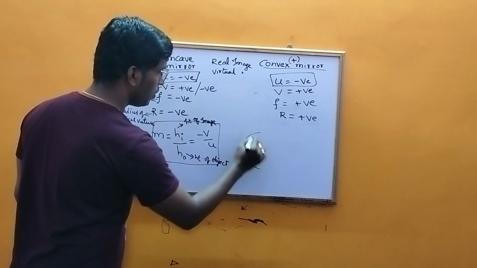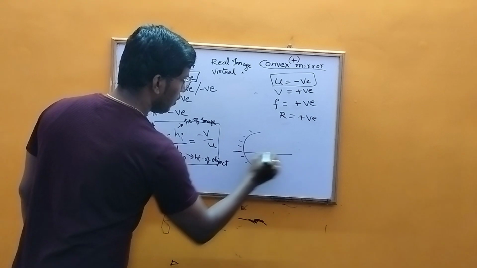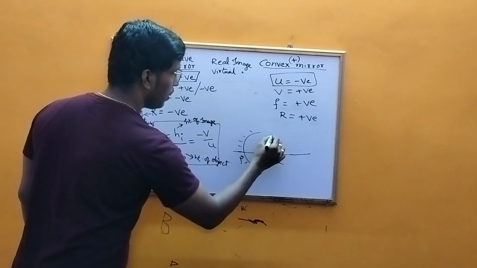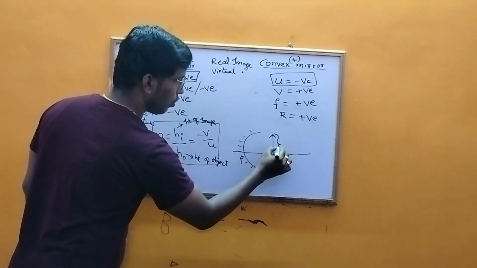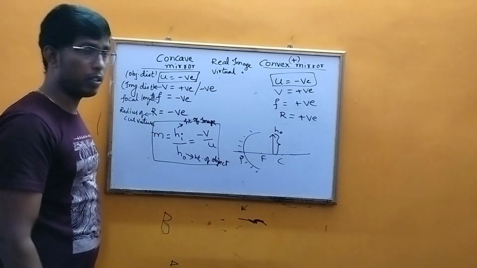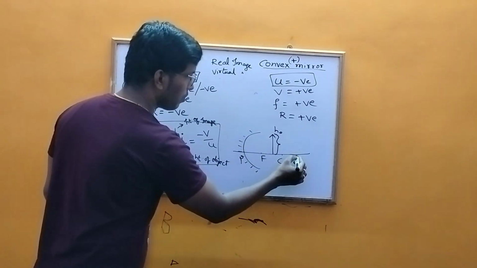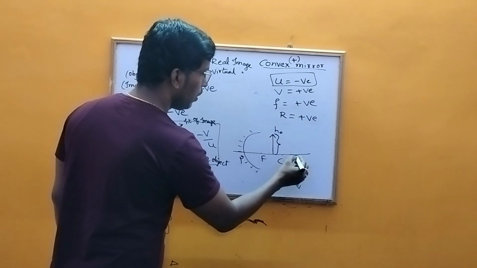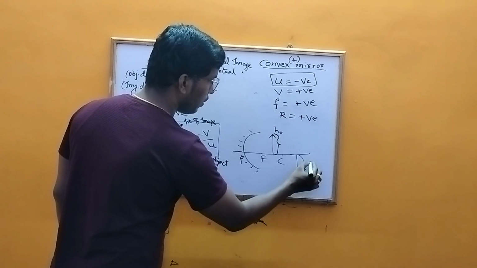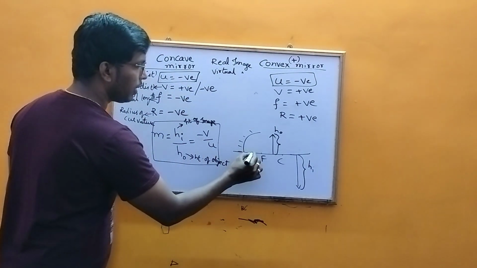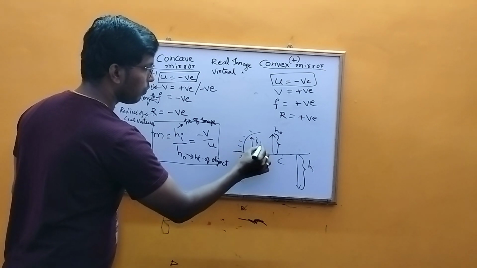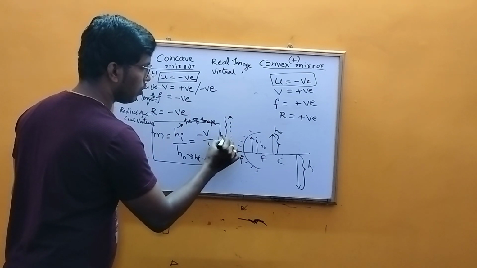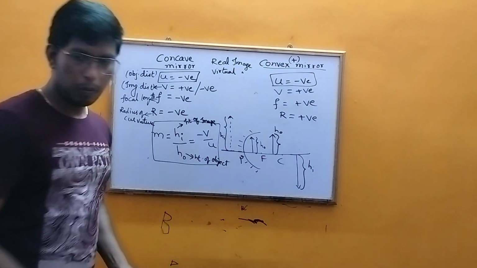Understood? What is height of image? Imagine that this is a concave mirror, with pole, focus point, center of curvature. I have placed an object here. This height is called the height of the object, h naught. And in this case, we will get the image here between F and C, beyond C. This is called the height of the image, hi. In another condition, if you place the object here, this is the height of the object, and we will get the image at this point. This is known as the height of the image. Understood? Clear, all of you?